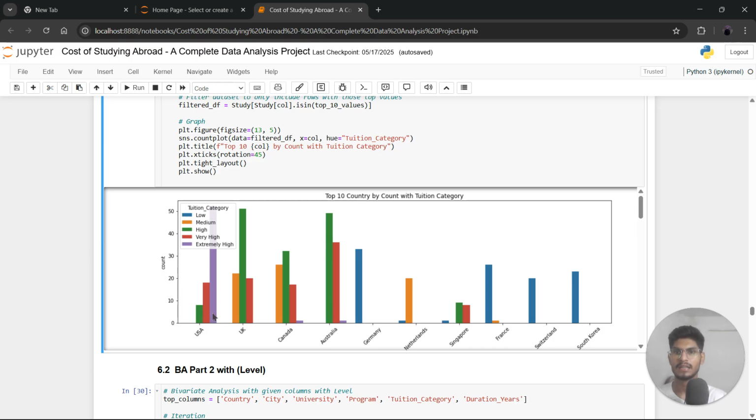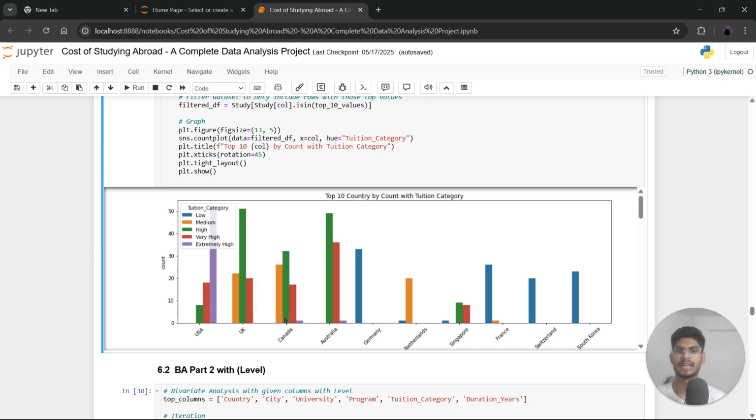We will see the USA is offering the most high. The tuition fees is so high in USA, so we can easily calculate things right here. In UK, it's high. The tuition fees is high. In Canada, the tuition fees is between medium and high.